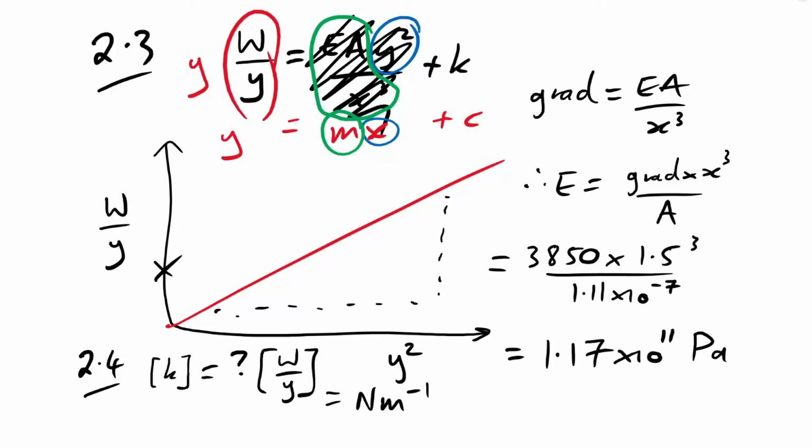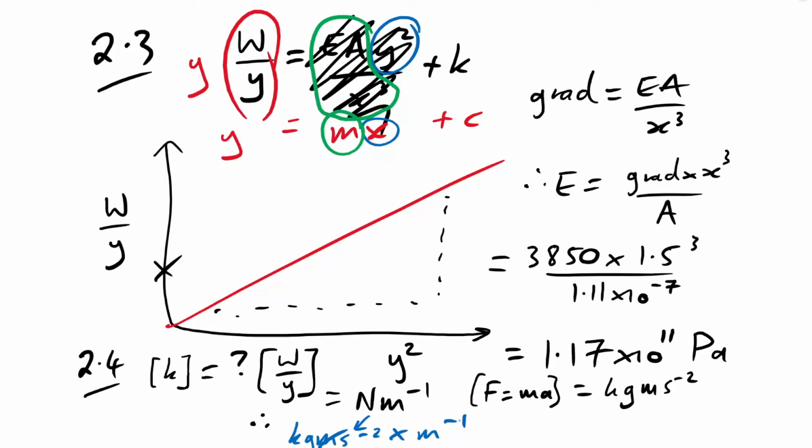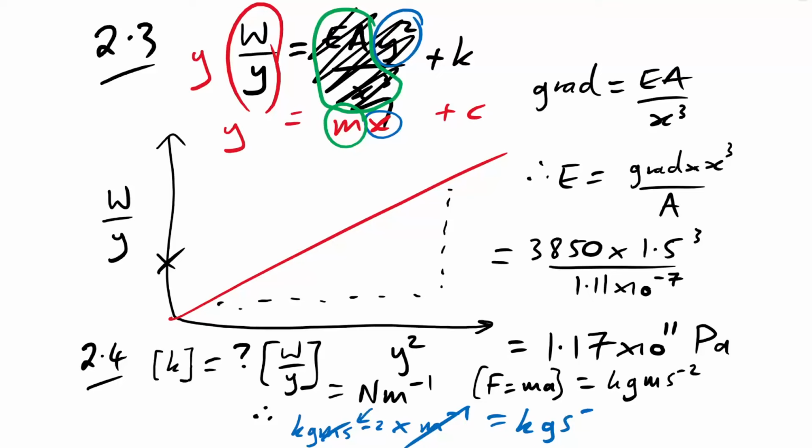However, we're not just being asked for SI units, we're being asked for fundamental base units, and we know that newtons is not a base unit. So we know that force is equal to mass times acceleration, and so the dimensions of this is kilograms meters per second squared. So we're going to do newtons, which is the same as kilogram meters per second squared, times by meters to the minus 1. So meters actually cancel out, and we just end up with kilograms per second squared.